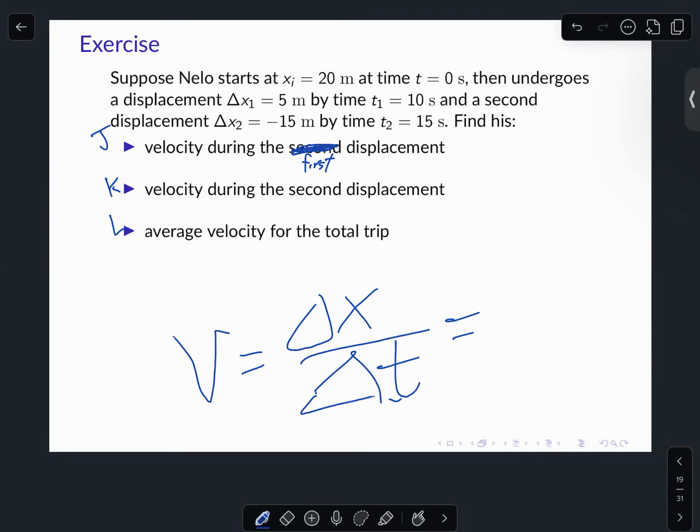If I'm talking about the first trip, he goes from 20 and displaces by 5. What's my displacement? 5. I just told you the displacement is 5. Delta x is 5. Great. How long does he take to do that? Bam. What's 5/10? 0.5 last time I checked.